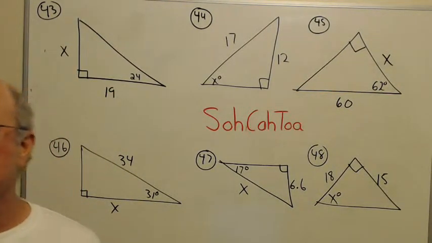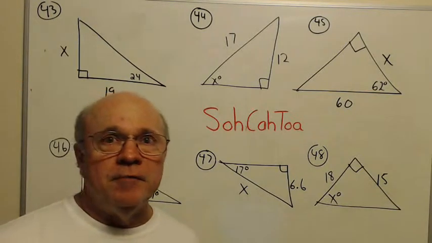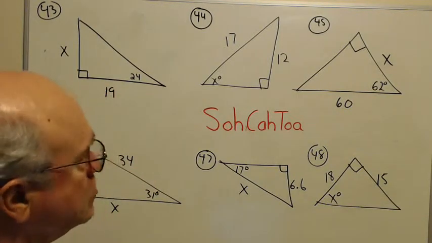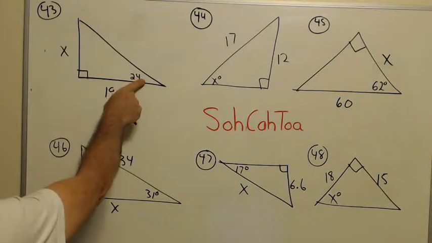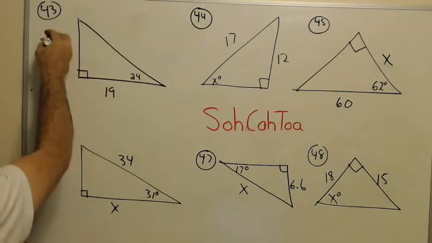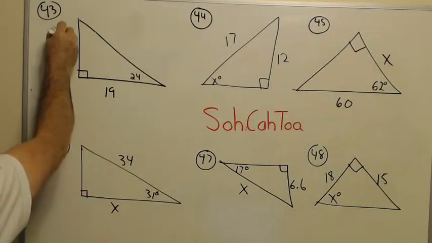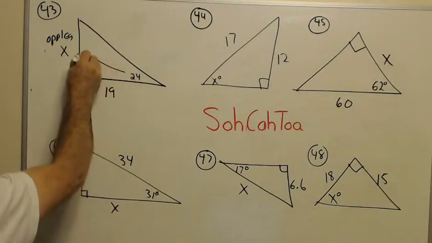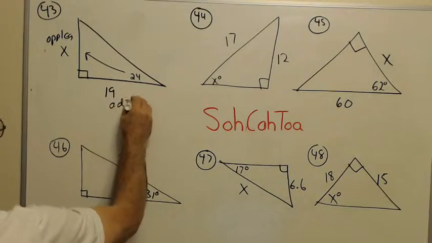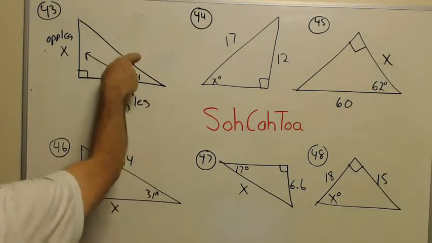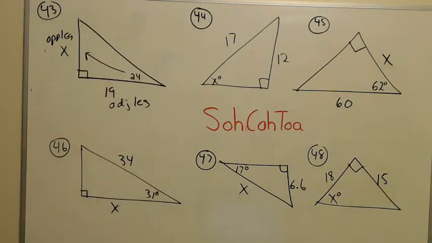Okay, we're going to use some trigonometry to find missing sides or angles in these right triangles. On number 43, we've got a 24-degree angle. X would be the opposite leg. It's across the triangle from the 24. 19 is the adjacent leg. So this problem has nothing to do with this side, which is the hypotenuse.